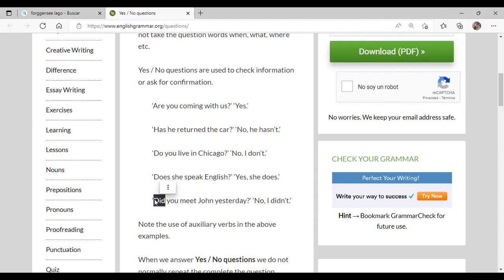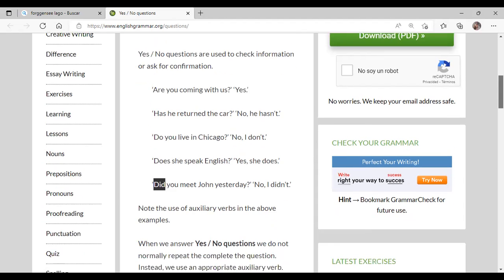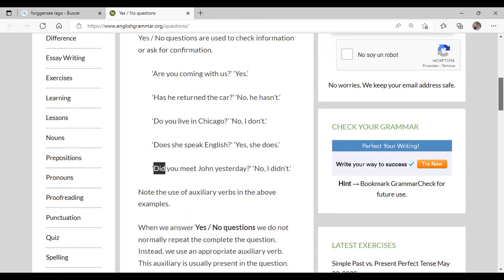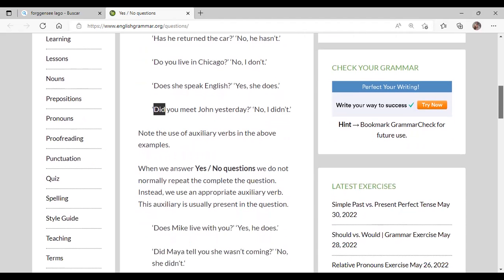Next module, in module 7, guys, you will see how to use past simple and past continuous. But anyway, these are very useful. These questions are very useful when you expect a short answer or you expect confirmation.